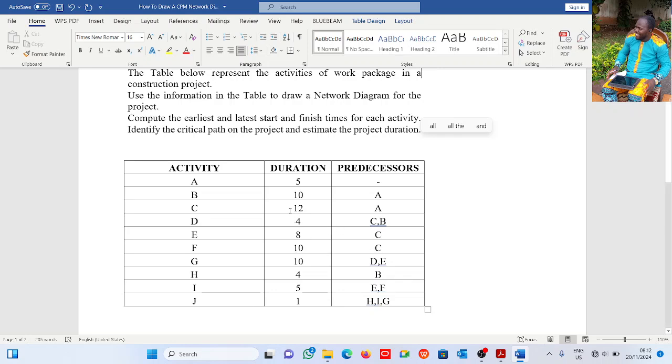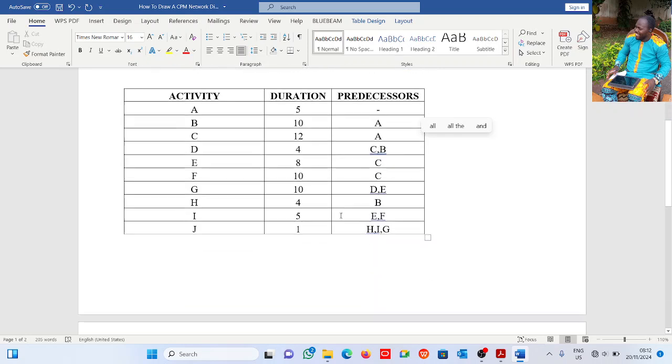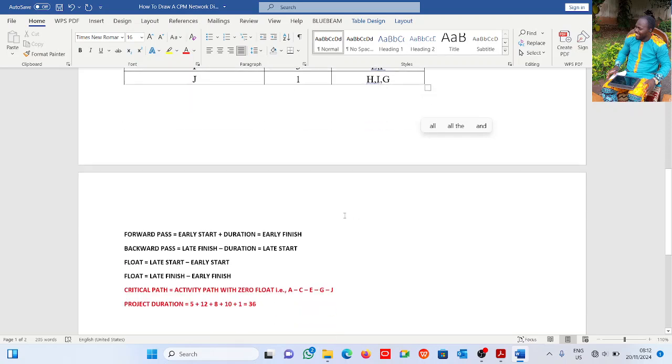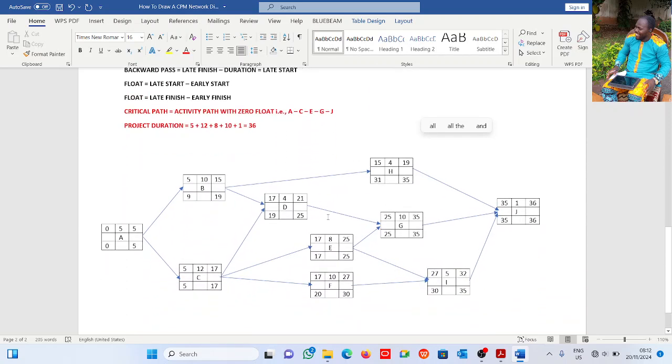So quickly, we want to draw the network diagram. That is the first thing. I already did that for easy explanation and to save time also. This is basically what we're referring back to, what we have there.